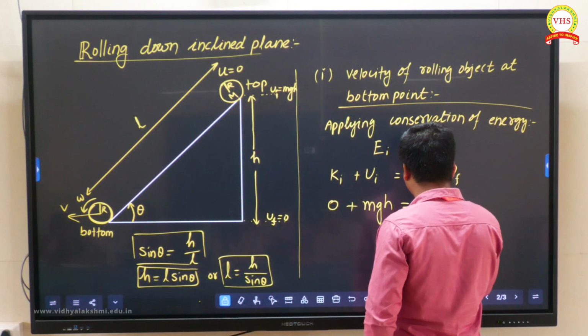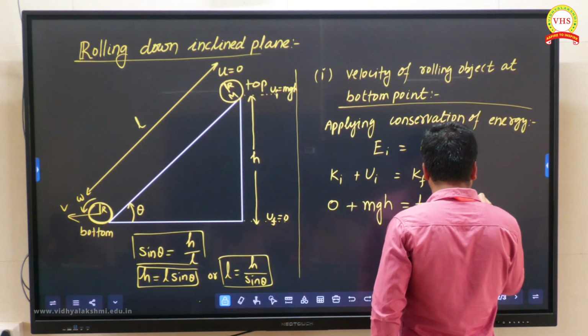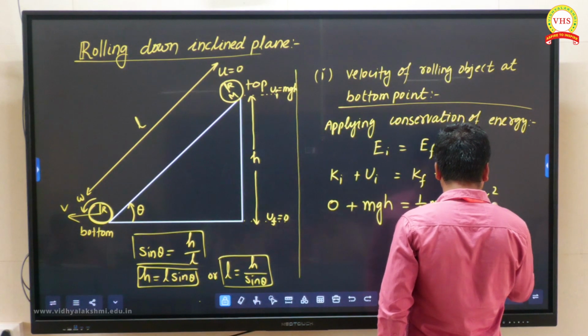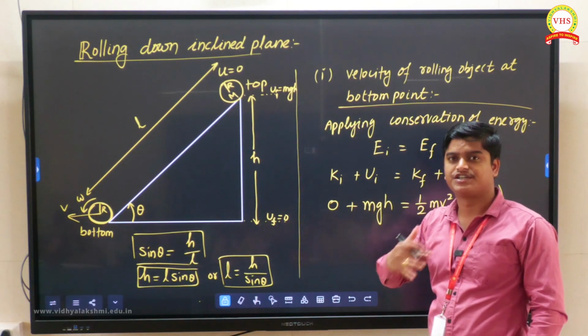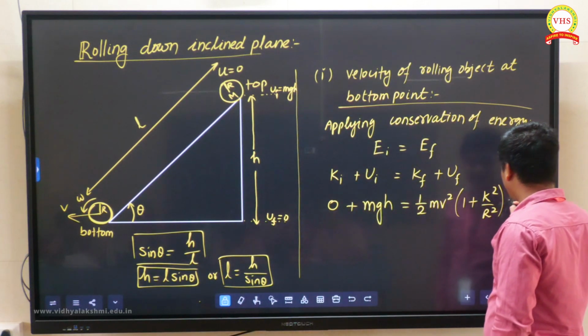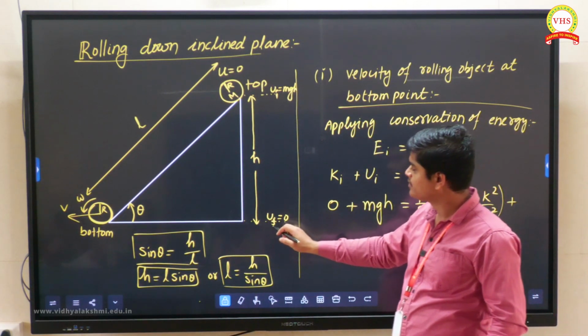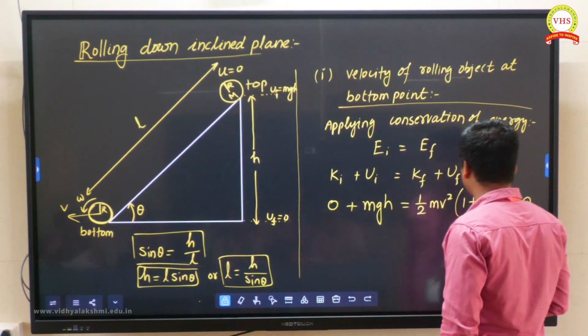So what is the rolling kinetic energy expression? It is 1/2 mv squared times (1 plus k squared by r squared). This is the rolling kinetic energy, or total kinetic energy, when the object is both translating and rotating. Now, finally you reached the bottom, and there we have considered the reference level, so potential energy is 0.